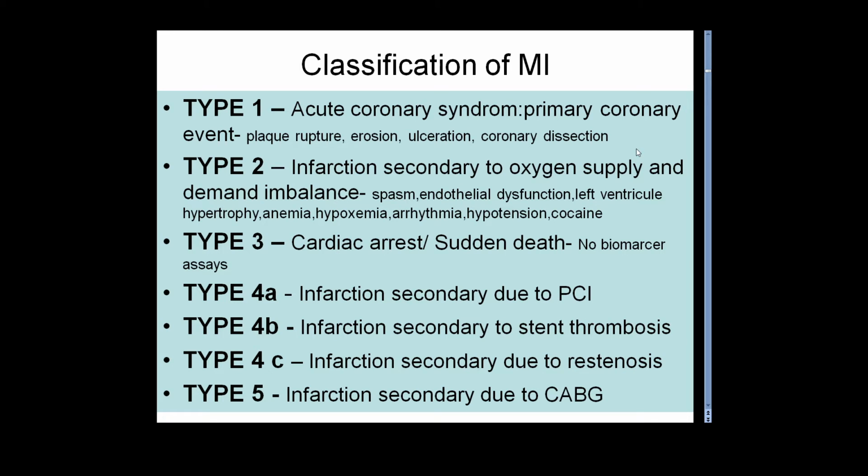International classification of acute MI consists of type 1, type 2, type 3, type 4, and type 5. Type 1, spontaneous MI, primary coronary event due to acute thrombosis of coronary arteries. More often occurs type 1.